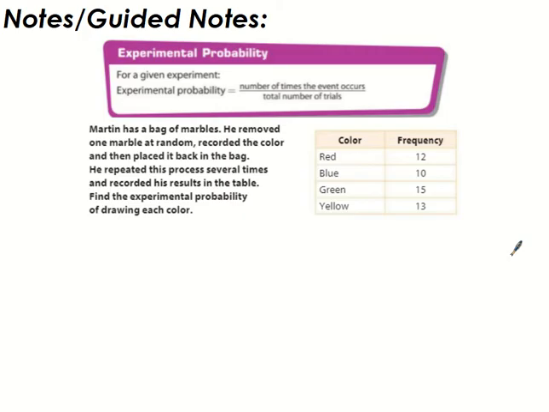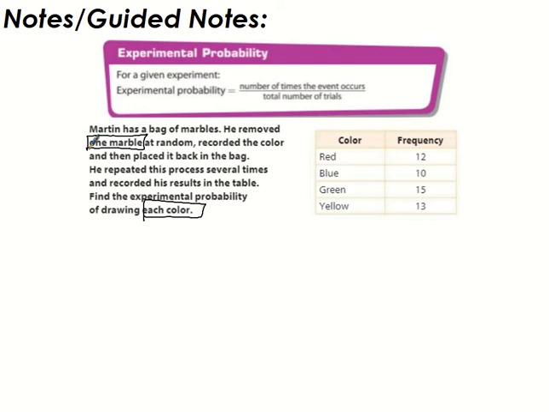So actually doing it. So Martin has a bag of marbles. He removed one marble at random, recorded the color, and then placed it back in the bag. He repeated this process several times and recorded his results in the table. So this is his results of his experiment. Find the experimental probability of drawing each color. So there's 4 colors, so we're going to have experimental probability of each. This is a simple event because we're only pulling one marble at a time. Okay, so there can't be multiple things happening.